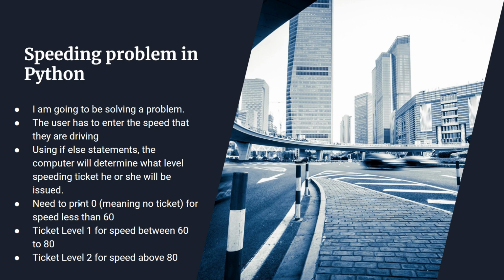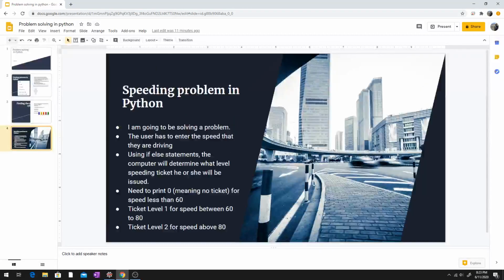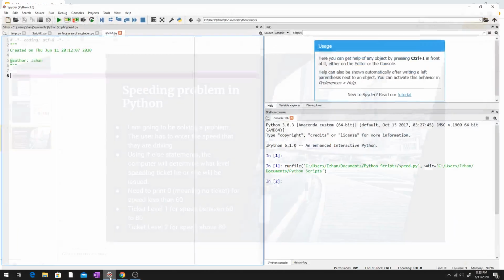The computer will need to print 0, meaning no ticket. You don't get a fine for a speed less than 60 miles per hour. Level 1, this is not like the actual thing they use in the real world. I just made this up. Ticket level 1 for speed between 60 to 80. And ticket level 2, we have level 2 for speeds above 80. So that's like really bad. So if we hop over in Python and Spider real quick.